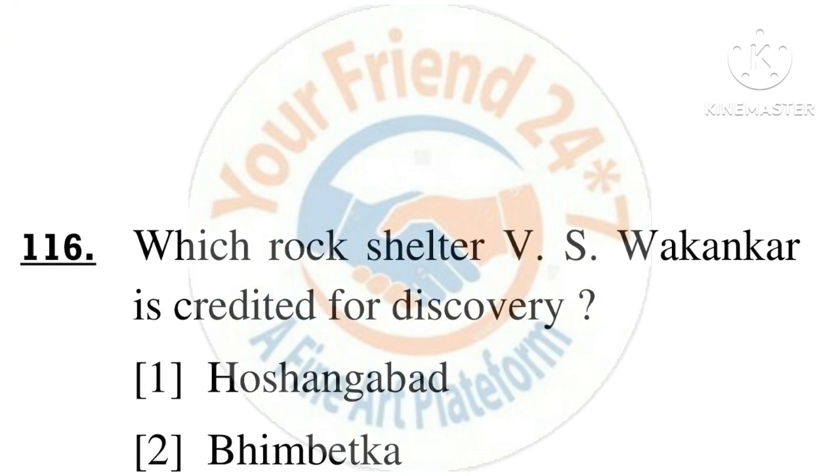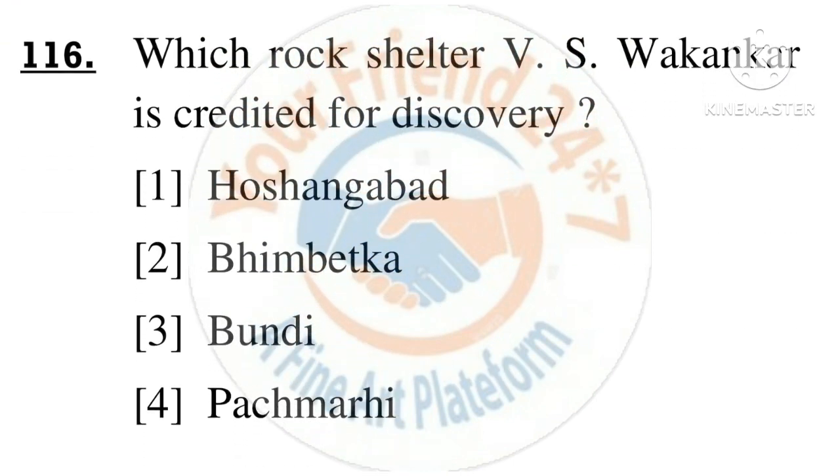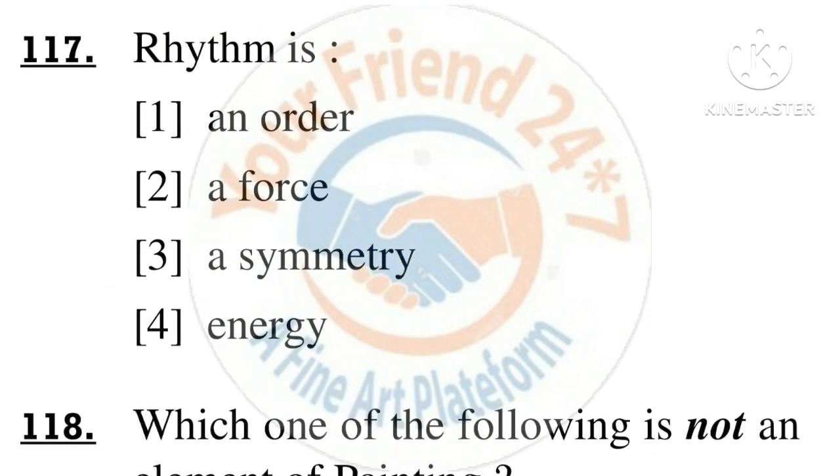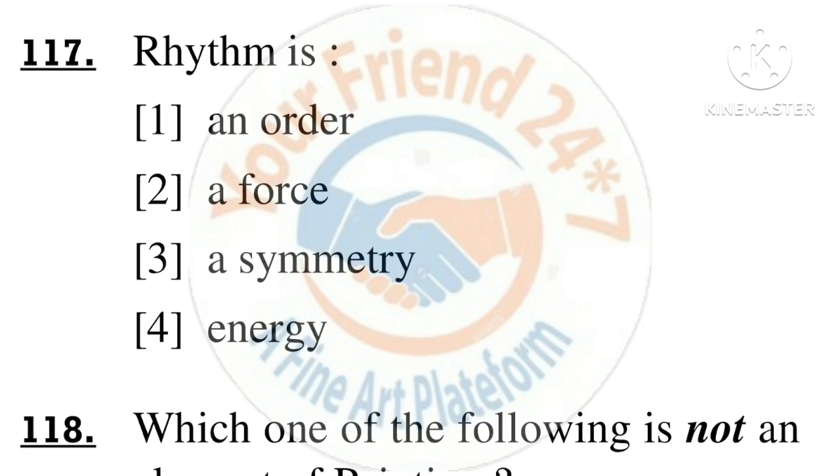5. Option number 3. Which rock shelter is V.S. Wakankar credited for discovering? The right answer is Bhimbetka, option number 2. Next question, what is rhythm? Rhythm is an order.